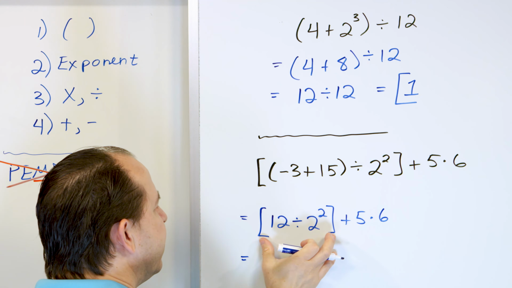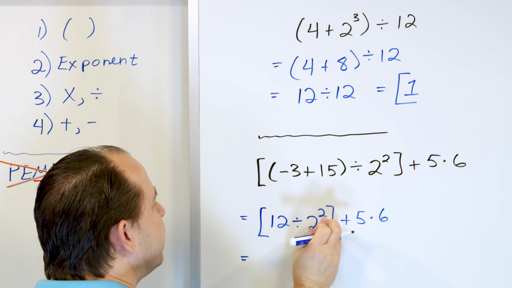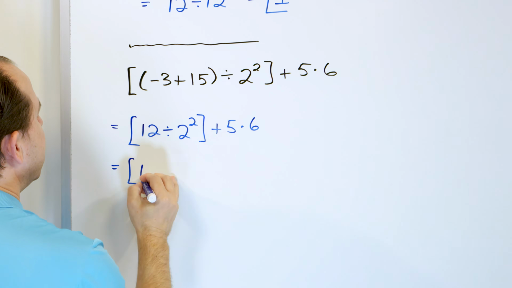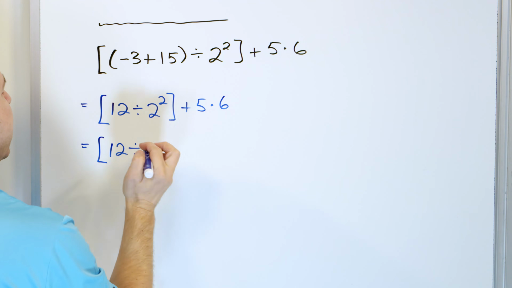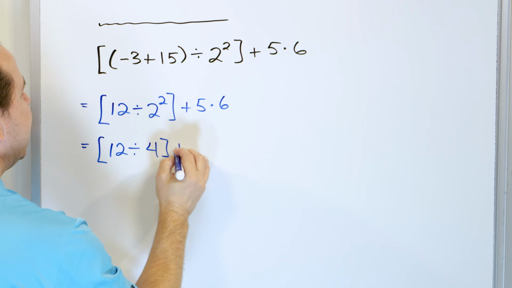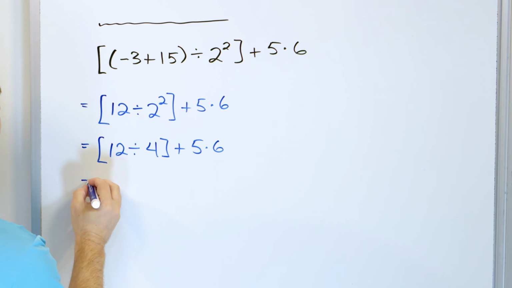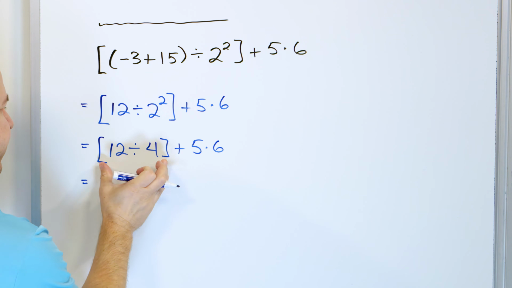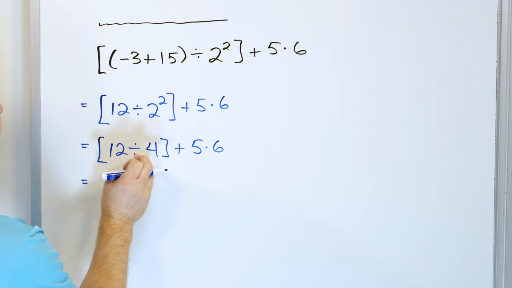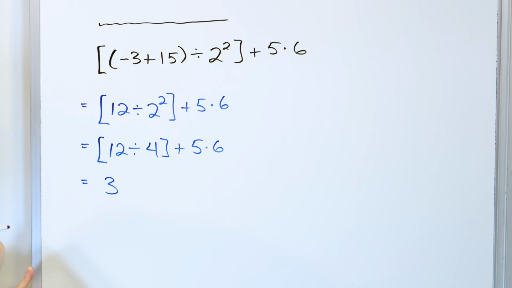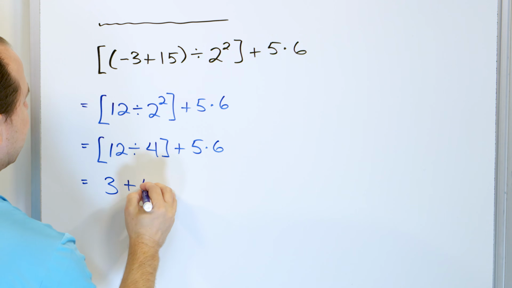Now again, we're inside of this bracket. We have to do what's in here, but the exponent will come first. So 12 divided by, what is 2 squared? 2 times 2 is 4. Again, I'm rewriting the problem again. All right. Next, the bracket. This bracket hasn't gone away. We're not done. 12 divided by 4, that's 3. Now we can finally drop that bracket because we are finished calculating.